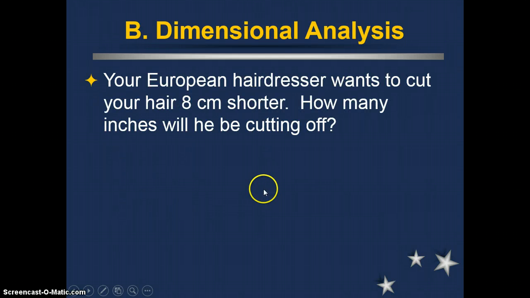All right, so your European hairdresser, European because they use the metric system, wants to cut your hair 8 centimeters shorter. How many inches will he be cutting off? So again, our starting units are centimeters. We want to go to inches. We want to end in inches. So, starting, ending.